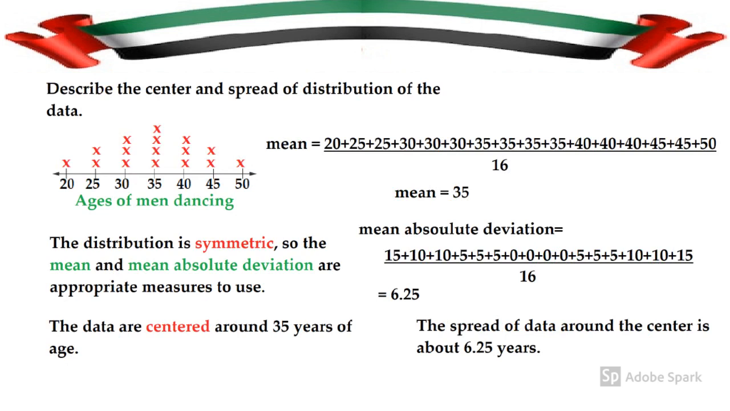So to find the mean, we're going to add all the ages of the men dancing divided by the total number of men. So we can come up with 35. And for the mean absolute deviation, we're going to subtract the ages from the mean. And we can come up with 6.25. So the spread of data around the center is about 6.25 years.